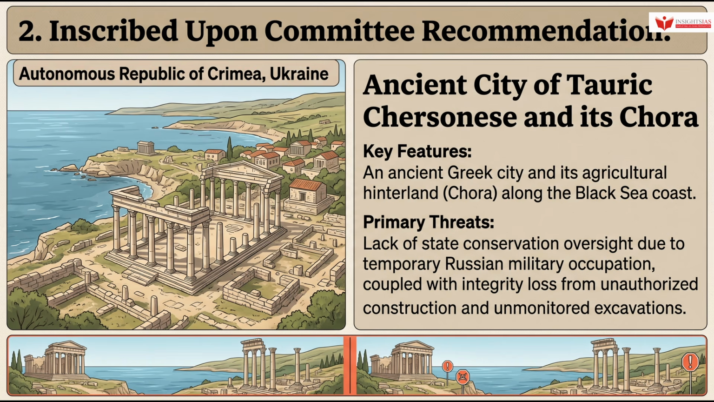The ancient city of Tauric Chersonese and its Chora in the Autonomous Republic of Crimea, Ukraine, is an ancient Greek city and its agricultural hinterland known as the Chora along the Black Sea coast. Its primary threats include a lack of state conservation oversight due to temporary Russian military occupation, coupled with integrity loss from unauthorized construction and unmonitored excavations.